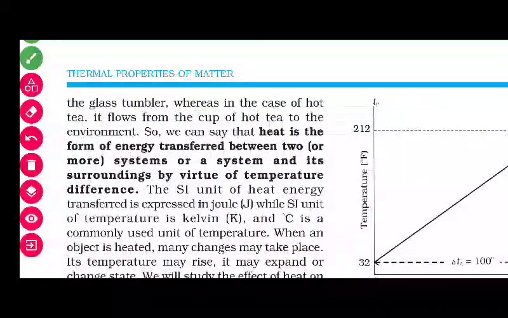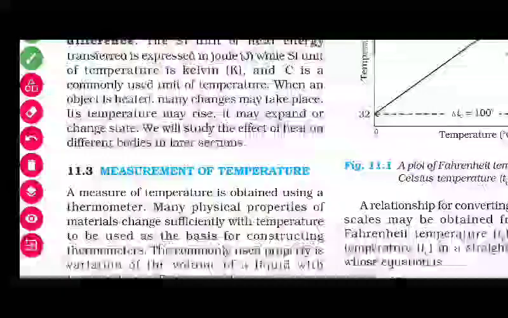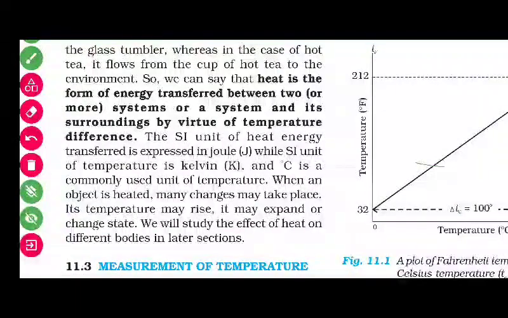So now we can define heat. Heat is a form of energy transferred between two systems, or a system and its surroundings, by virtue of a temperature difference. Very important line. The SI unit of heat energy transfer is the joule, while the SI unit of temperature is the Kelvin. Okay, so you have to remember these SI units. We have already studied them in the lower classes. And degree Celsius is a commonly used unit of temperature.